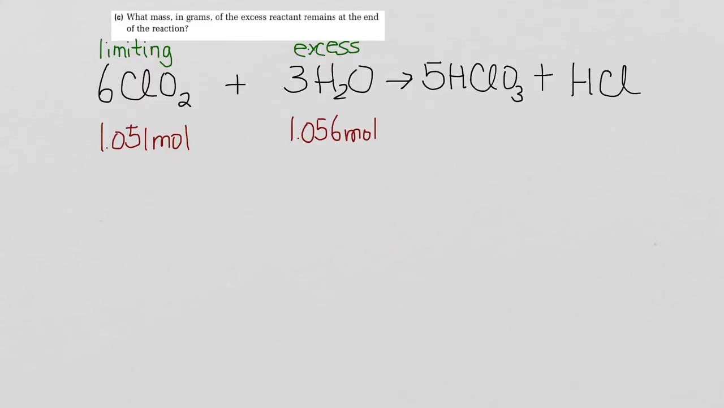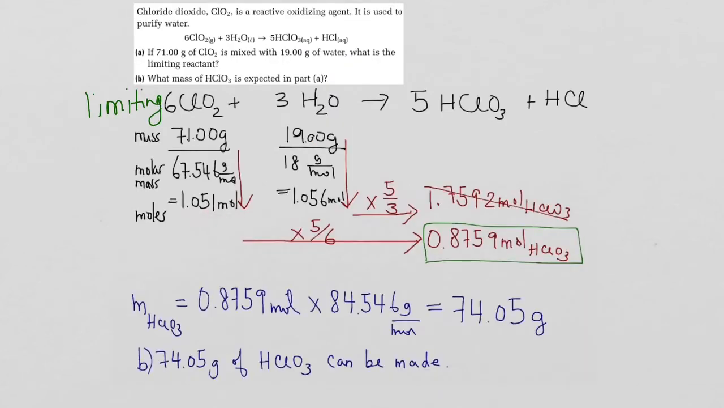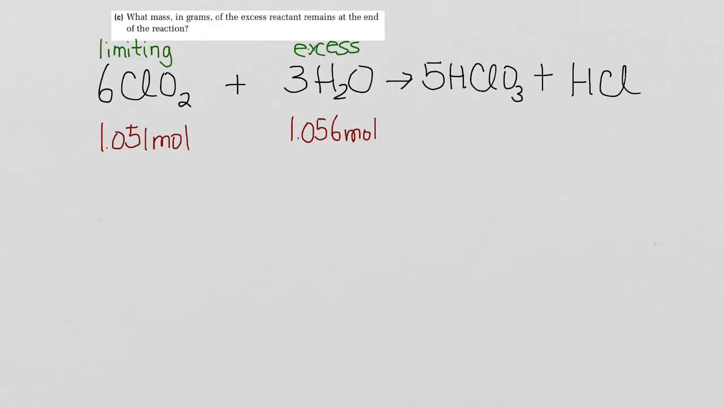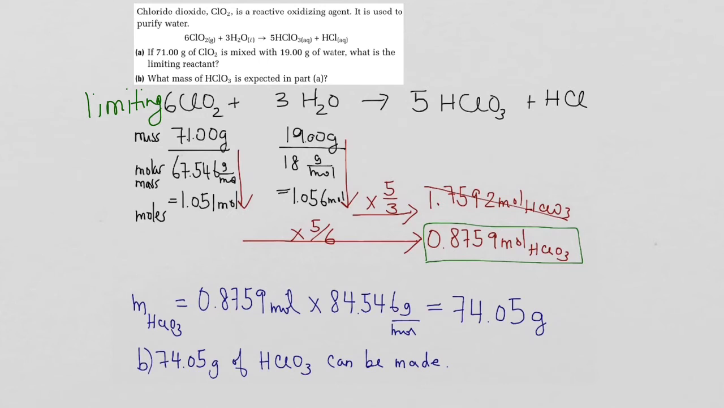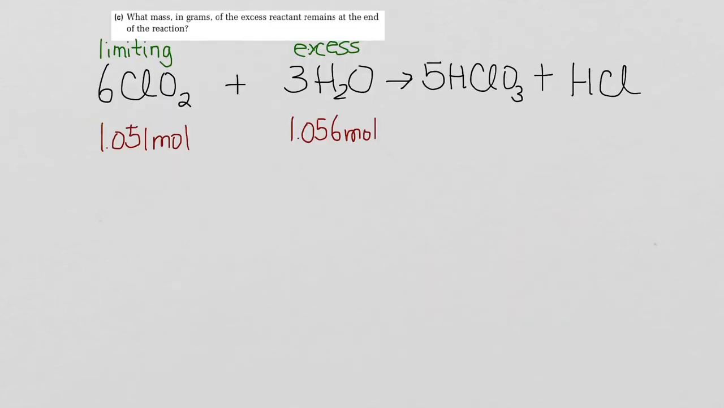So now we're going to focus on the excess reagent and how much of that will be left at the end of the reaction. So what I've done is I've copied the equation down, I've copied the amount of moles we calculated in the previous reaction, because the mass is not needed, and I've written down that chlorine dioxide, which makes the least amount of product, is our limiting reagent, and then water is our excess reagent.